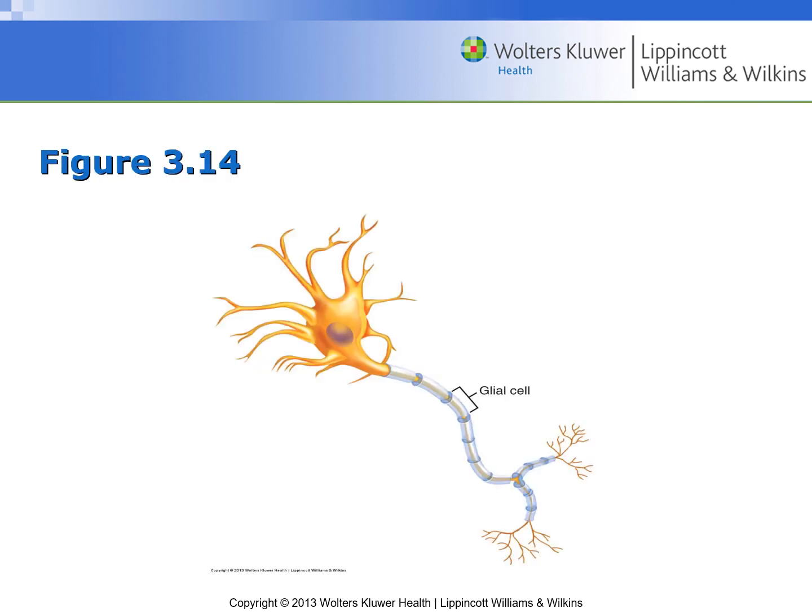Figure 3.14 in your textbook illustrates nervous tissue. A single neuron with one type of glial cell that creates a fatty sheath to protect and insulate the nerve cell is illustrated here.